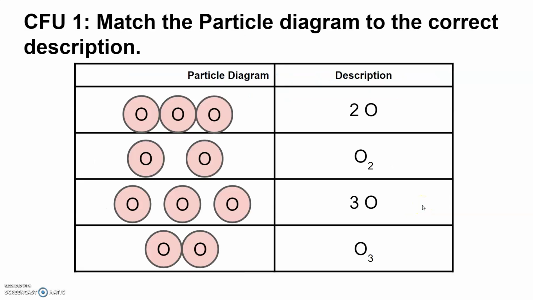So let's see if we can test that by matching the particle diagram shown on the left to the description. All right, so what you want to do for this is, you want to see which one of these, for example, for this first one here, you notice that there are 3 oxygen atoms. Are you going to use this 3O or the O3? So pause the video now. When you press play again, the answer will be revealed.